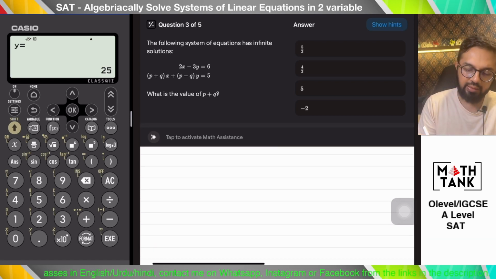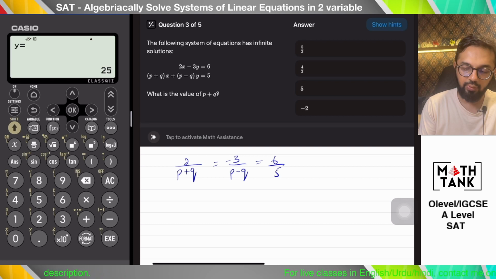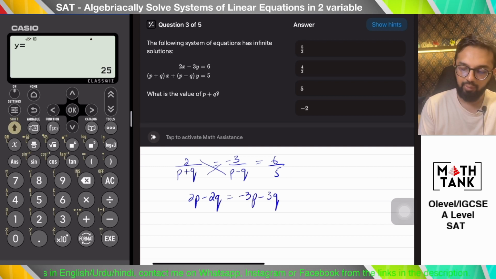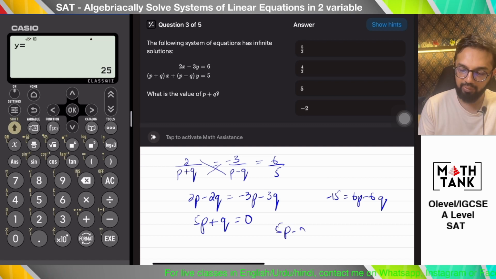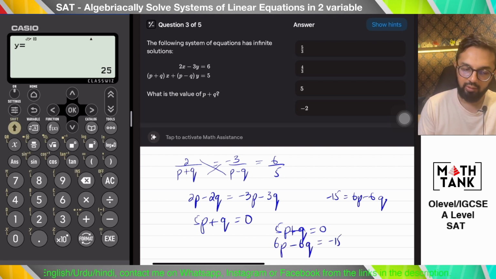An infinite solution has the ratios equal. So the ratio of coefficients of x should equal the ratio of coefficients of y, which should equal the ratio of the constants. Okay, so cross multiplying this, 2p minus 2q minus 3p minus 3q, and minus 15 equals 6p minus 6q. So I get 5p plus q equals 0. Okay, so I have a set of simultaneous equations now: 5p plus q equals 0, 6p minus 6q equals minus 15. Let's solve this.